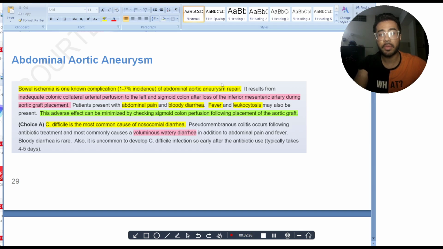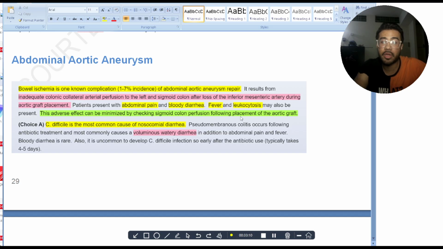Bowel ischemia is a known complication of abdominal aortic aneurysm repair. It results from inadequate colonic collateral arterial perfusion to the left and sigmoid colon. Usually the left and the sigmoid colon are affected after loss of the inferior mesenteric artery during aortic graft placement. Patients present with abdominal pain, bloody diarrhea, and fever; leukocytosis may also be present. The adverse effect can be minimized by checking sigmoid colon perfusion following placement of the aortic graft. So you need to take care during operation and after operation as well that the colonic perfusion is adequate and has not been obstructed.